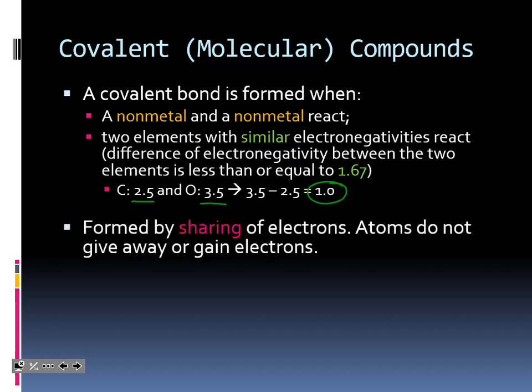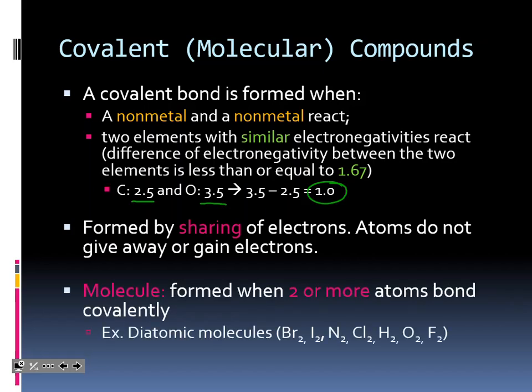Covalent bonds are formed by sharing of electrons. They don't always equally share, but they do share. It's not a transfer, it's a sharing. And molecules can be formed when 2 or more atoms bond covalently.